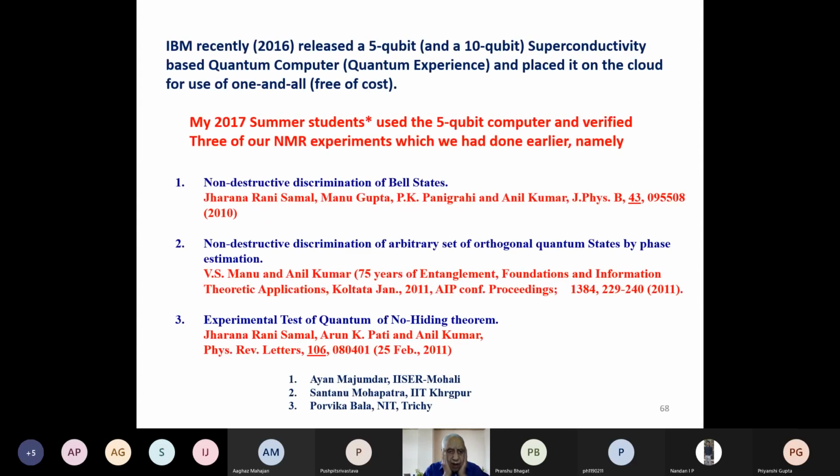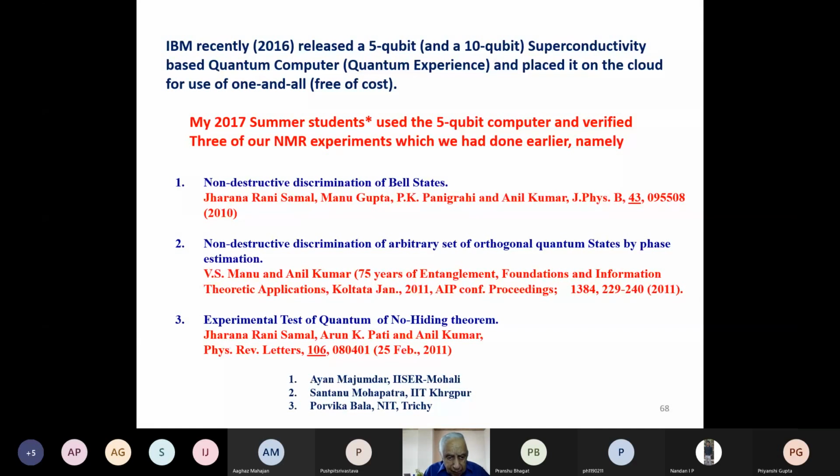Okay. IBM recently, I'm sure many of you know this, if you don't know it, then I'll tell you now. IBM in 2016 released a 5-qubit and later a 10-qubit superconducting-based quantum computer called Quantum Experience and placed it on the cloud for use of one and all, free of cost.